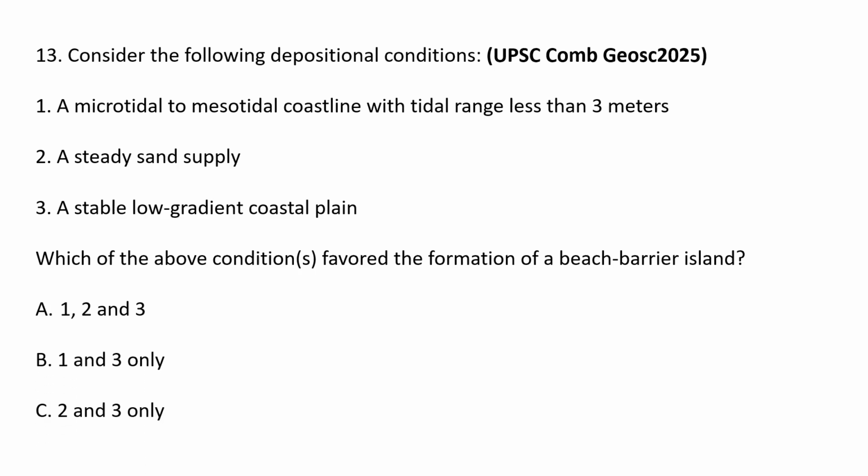A. 1, 2 and 3. B. 1 and 3 only. C. 2 and 3 only. D. 1 only. The depositional conditions which are favored for the formation of a beach barrier island are 1, 2 and 3: a microtidal to mesotidal coastline with tidal range less than 3 meters, a steady sand supply, and a stable low gradient coastal plain.